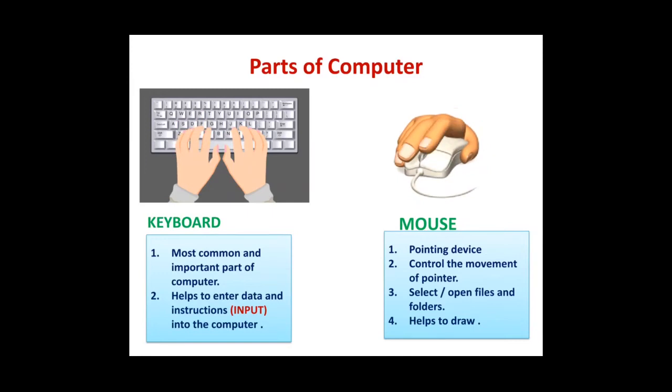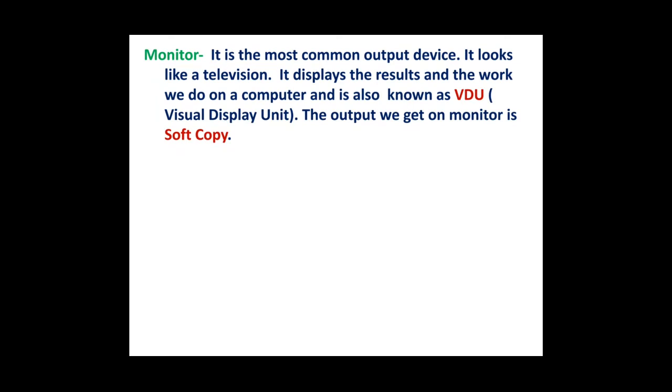Okay, so the next device is monitor. It is the most common output device. It looks like a television. The earlier two which we have discussed, keyboard and mouse, are input devices, as we are putting something inside the computer with the help of them. Now monitor is an output device that shows us results. If you are typing with the help of keyboard something on Microsoft Word, then who is going to show you? Monitor is going to show us. So that's why it is called output device.